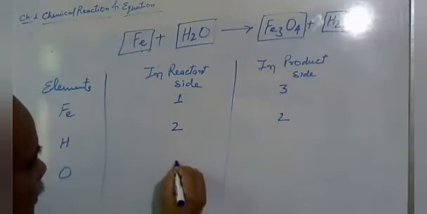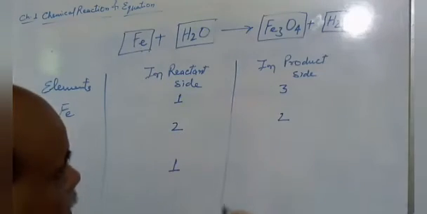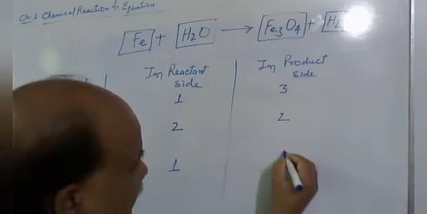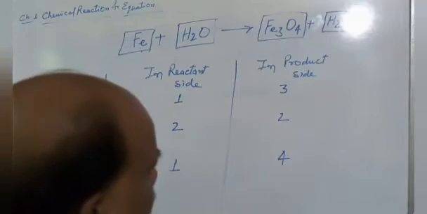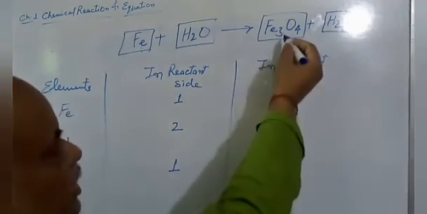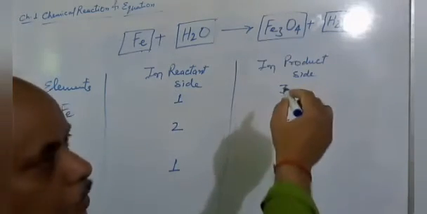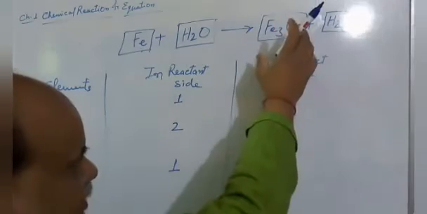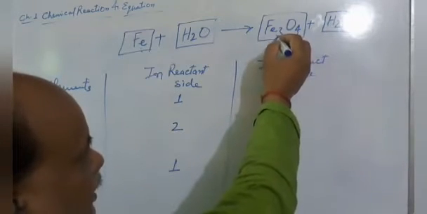Oxygen, only one atom of oxygen present in reactant side in water molecule, and four atoms of oxygen present in Fe3O4 in the product hand side. So we will balance this equation. We start balancing equation from Fe3O4 because it contains maximum number of atoms. So we will start from here.